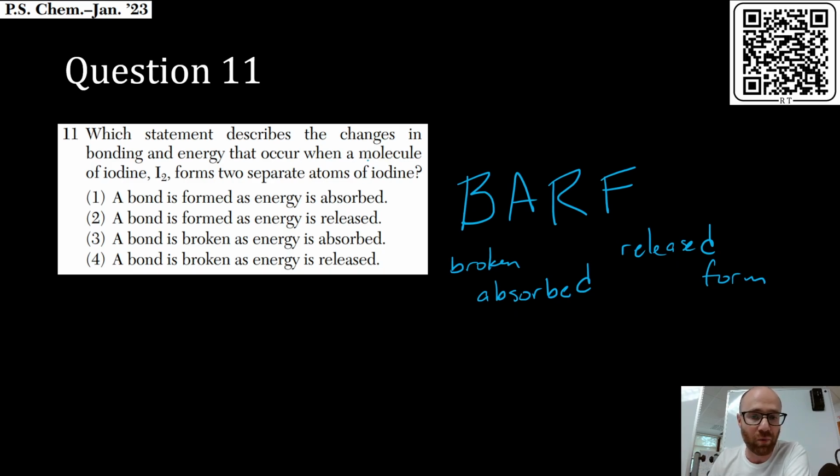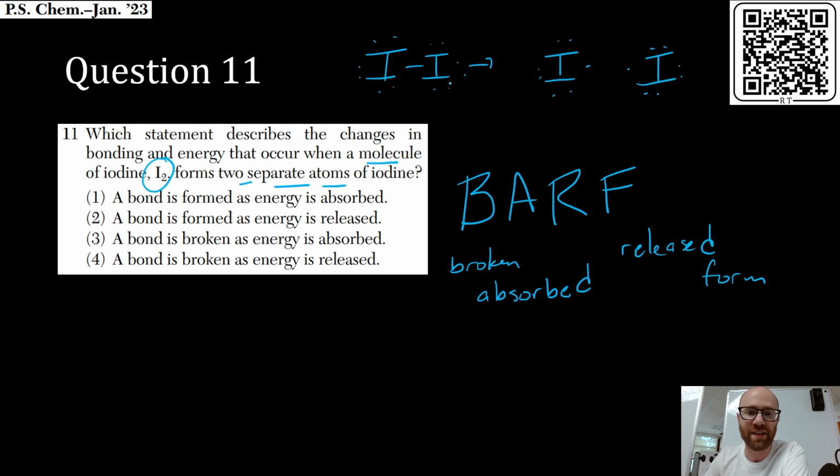So we're talking about when a molecule of iodine, when they give you the formula I2, forms two separate atoms of iodine. So we're going from one particle where they're stuck together to two things where they're now separate, and this would satisfy the first half of our acronym. So we're looking for broken and absorbed, which is choice 3.